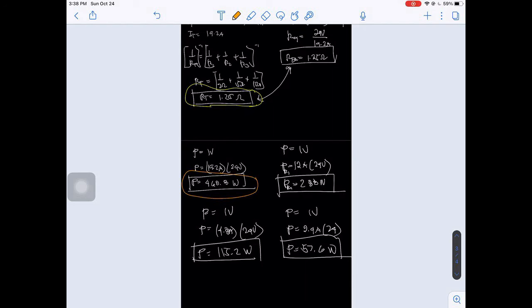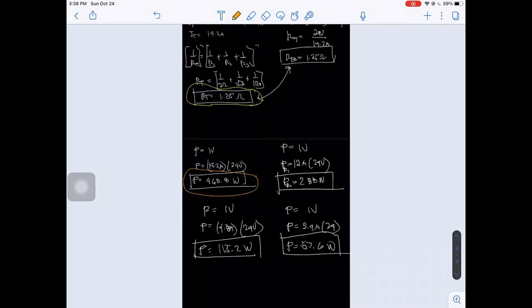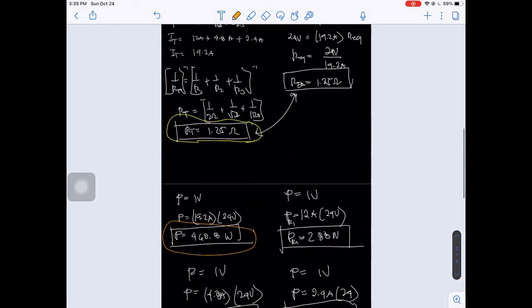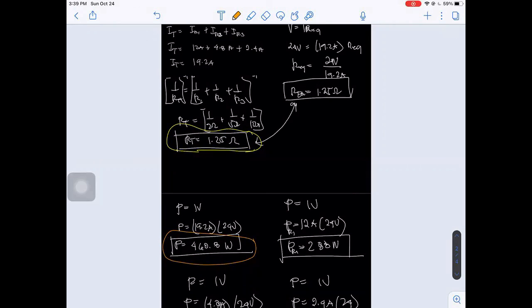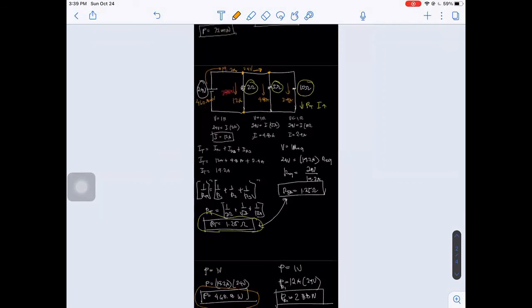Okay, so that's it. Always remember that power is the rate of change of energy per unit of time, as power is equivalent to 1 joule per unit of time. So that is 1 watt. Okay, so that's all.